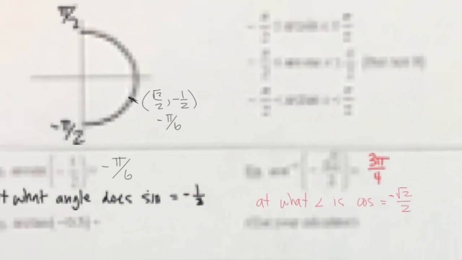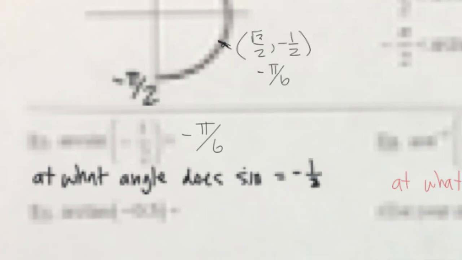Up here, we're looking at the second quadrant. This is where cosine is negative, and this would be 135 degrees, or 3 pi over 4 in radians. Cosine will never give you a negative angle as an inverse answer. It will always give you between 0 and 180. So the answer to this is 3 pi over 4.